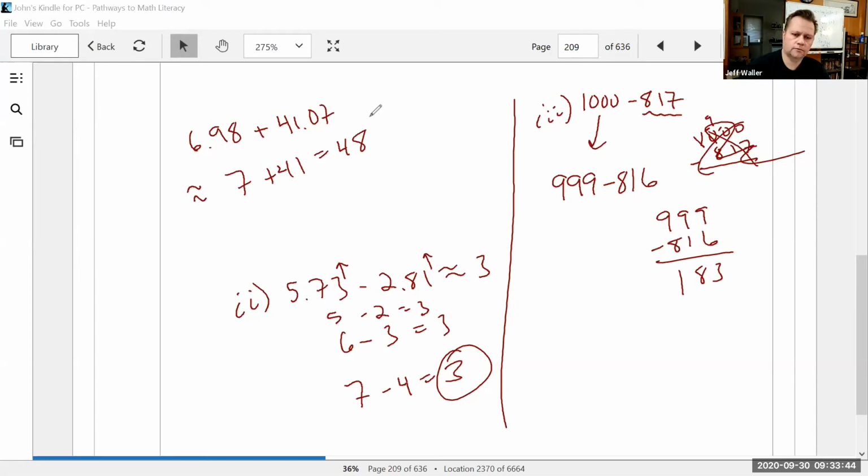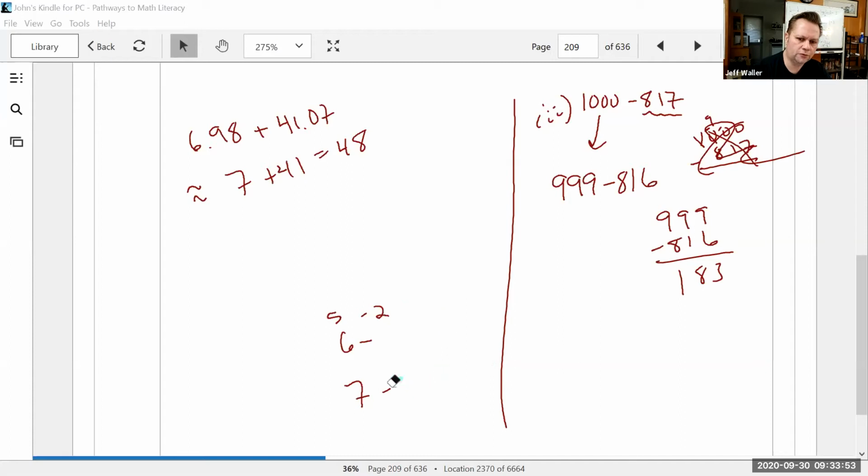But like we talked about, estimation doesn't have real hard set rules. These are sort of rules to keep the estimation close. But if I was adding, all right.